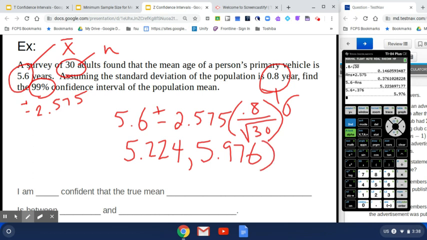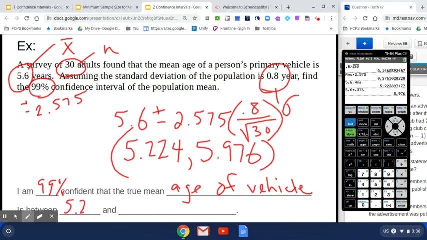5.976. Those are the values of my confidence interval, and to interpret it, I am 99% confident that the true mean age of a person's primary vehicle is between 5.224 and 5.976 years.